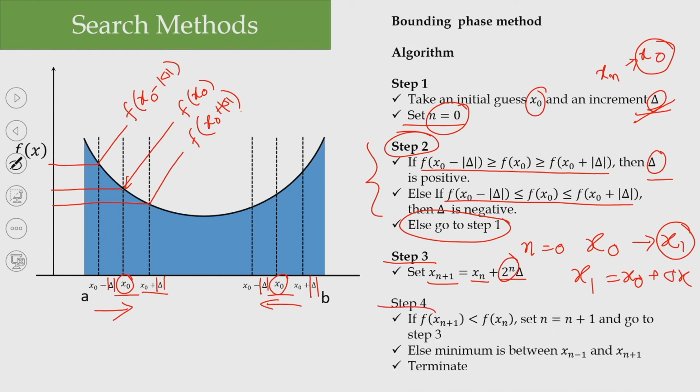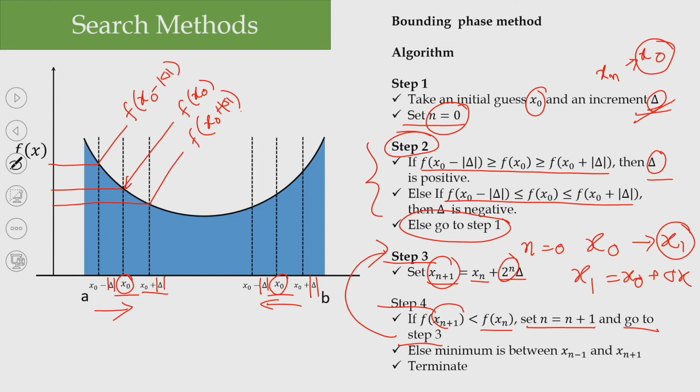Now, in step 4, you are getting a new point, x n plus 1. Now, if f of x n plus 1 is less than f of x n, that means the previous point, then you are not crossing the optima. So in that case I will set n equal to n plus 1, that means you just increase the value of n by 1 and go to step 3. So, you are trying to find a different point.